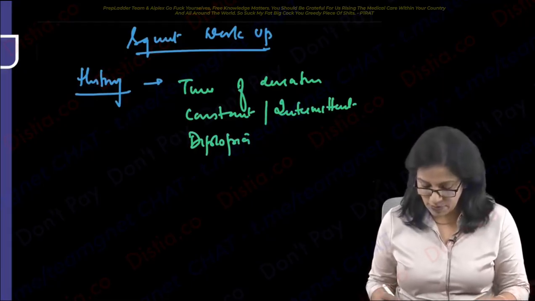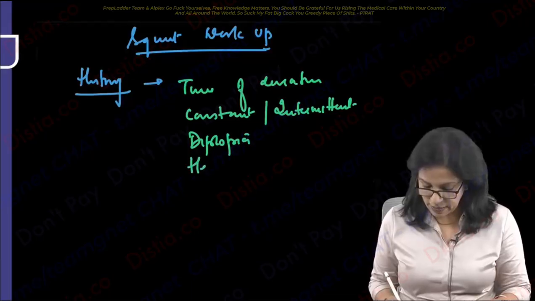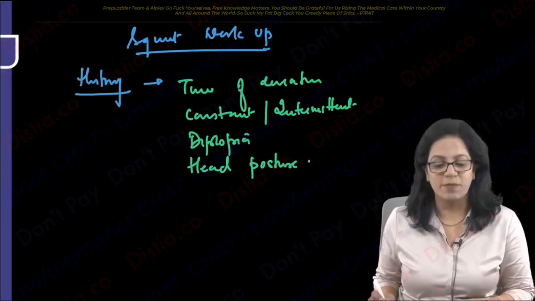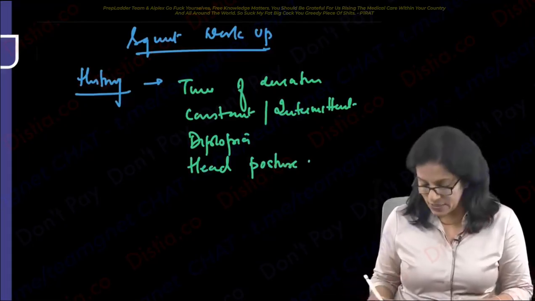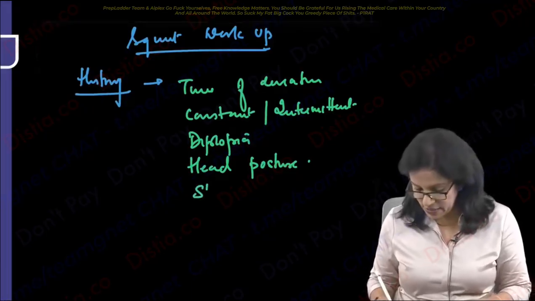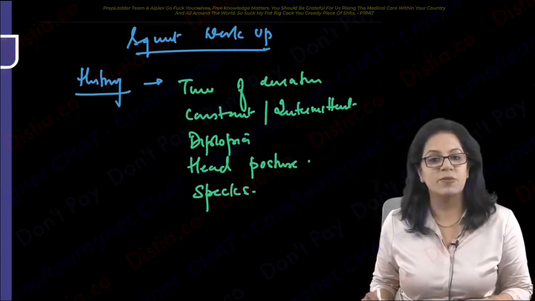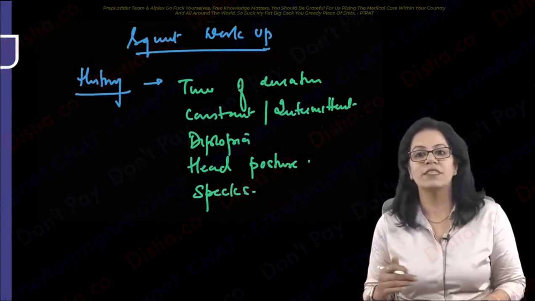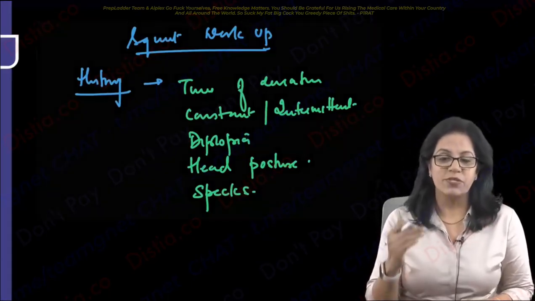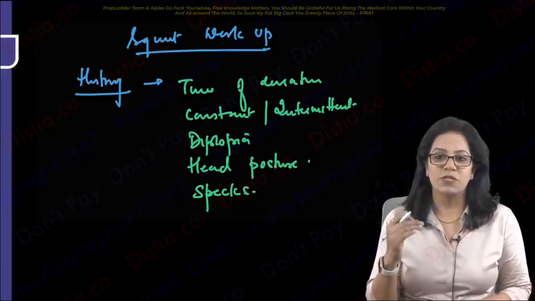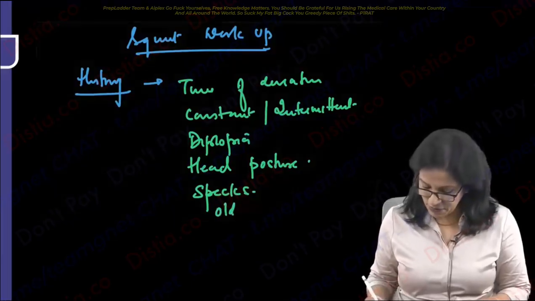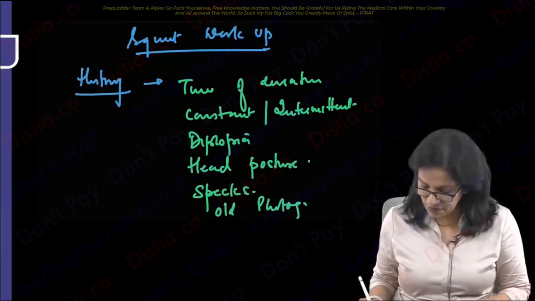Then we can also ask about any typical head posture. Of course, during examination, we will be looking at the head posture. We can ask it also. As well as, very important, specs: whether he is using specs, since what time he is using, what is the number he is using. All this is going to give us the idea of his refractive status. And very important in any history taking for squint is to ask for old photographs. Okay, so we will ask for old photographs so that we can compare with the present.